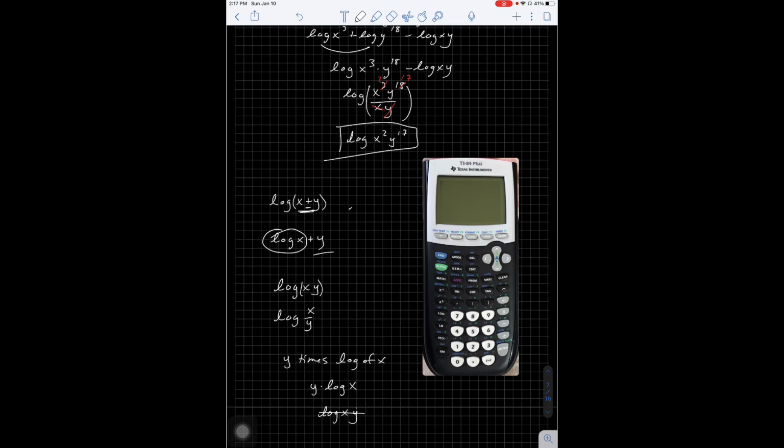I will mark you off if you're supposed to write this and you write this. That will lose you points if you don't put parentheses. So be careful. Okay. That's the first half of your homework, is taking these expanded expressions and contracting them into one.